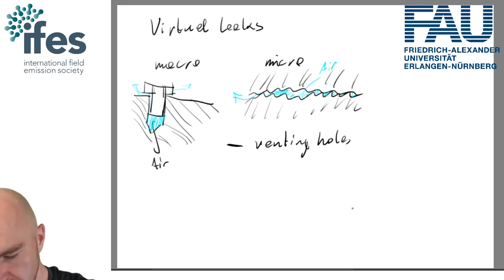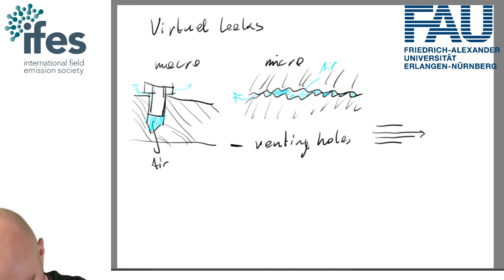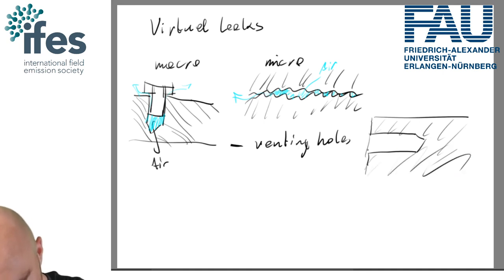So venting holes just means that if you have something like this here, maybe you have a part that's only this thick. Let me just draw it here. So a venting hole would be, for example, let's say we have a screw hole that goes in here sideways and our part ends here. Then we would drill another hole into here, right?